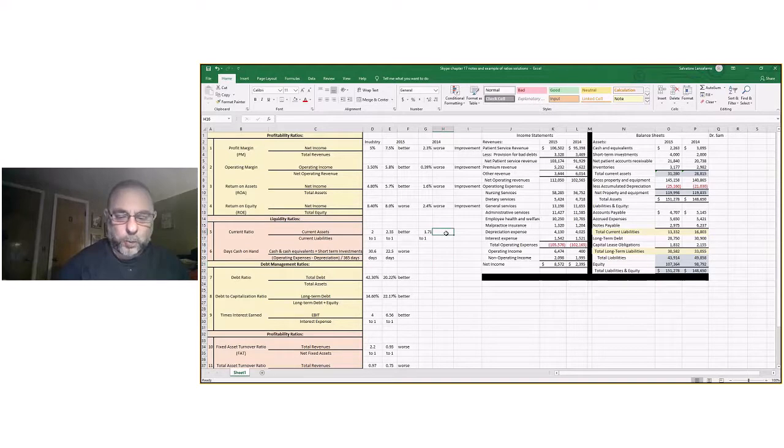So again, in 2014, we were worse than the industry, but even if we weren't comparing ourselves to industry, 1.71 is a very, very poor current ratio. You want to be at least 2 to 1. So for every current liability, you want to have at least double the amount of current assets. That is the rule of thumb that you want to follow.